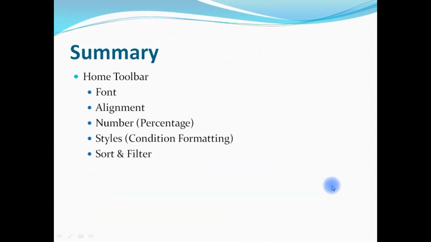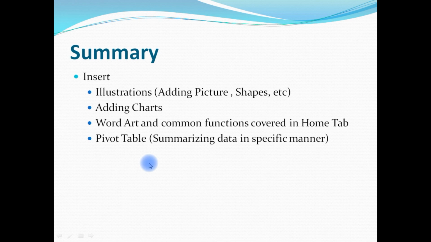Guys, just to quickly summarize this topic, we have covered most of the basic functions, like the Home toolbar. In the Home toolbar we covered how to change the font of a particular cell or text, how to do alignment, how to use number formats or add a percentage to it. Then we also learned about different styles, that is adding conditional formatting, and then how to sort and filter the data.